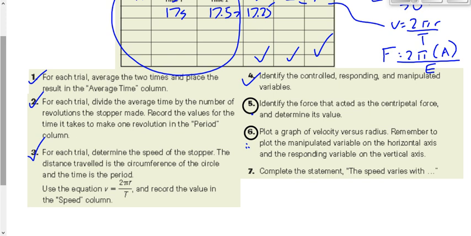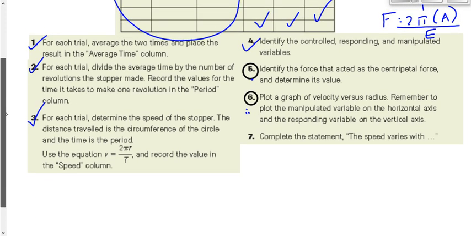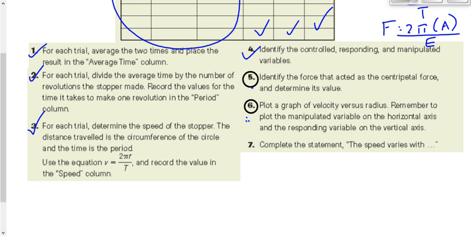So questions 5 and 6, I want you to explicitly do after you've created your table. Identify the force that acts as a centripetal force and determine its value. And then plot a graph of velocity versus radius. There is a typo there, actually. It's not velocity versus radius. What should it be? It should be speed versus radius, not velocity versus radius.